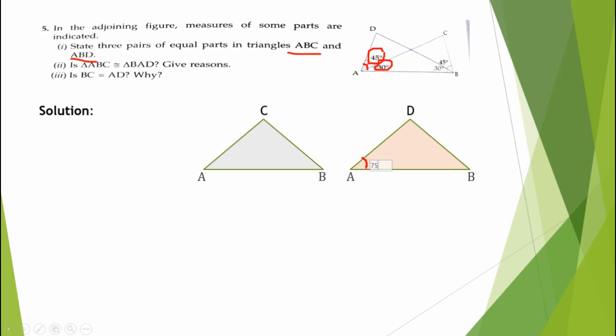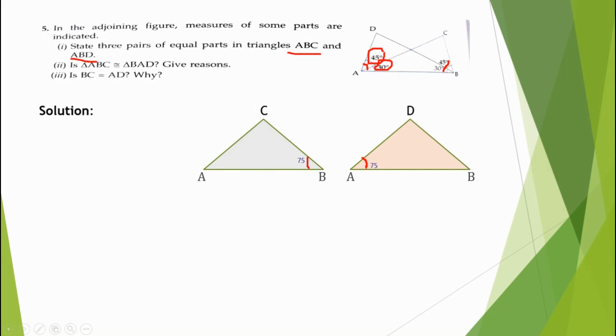And in the same way, look at this angle. How much is this total angle? Again, this is 45 plus 30, that is 75 degrees. So angle CBA is this angle. This is also 75 degrees. So here this angle is also 75 degrees. So we got two angles equal.